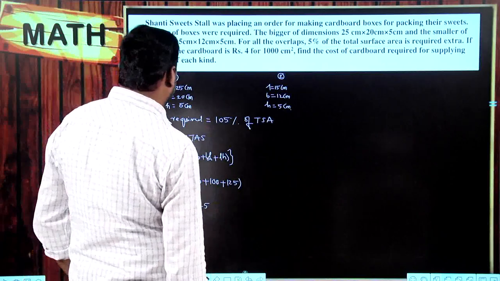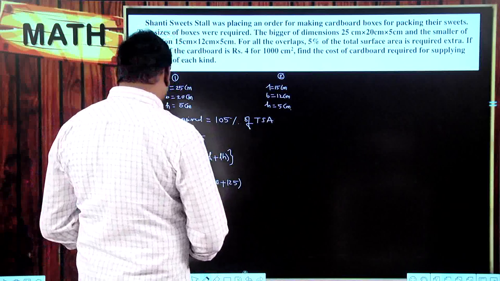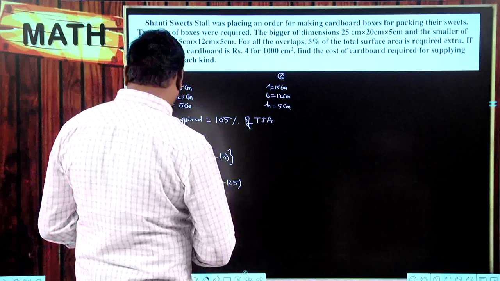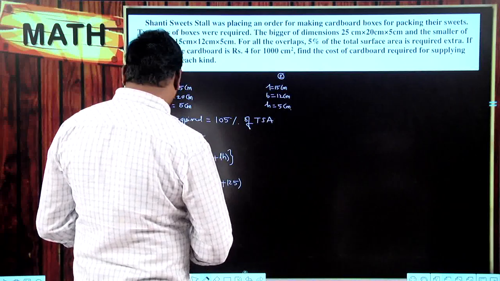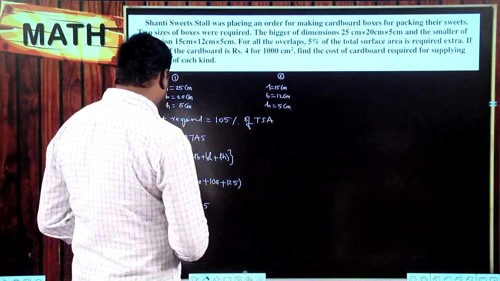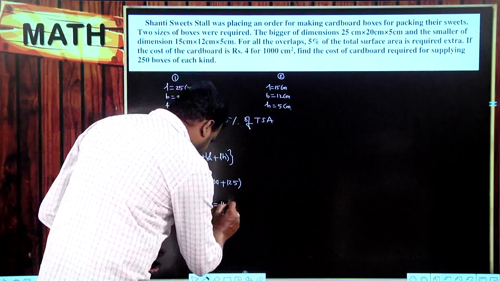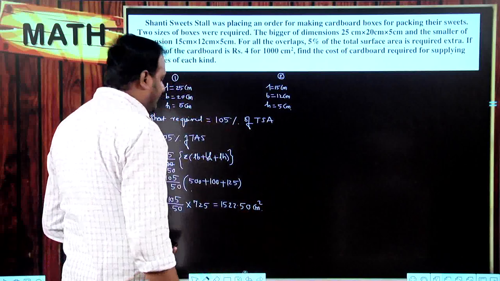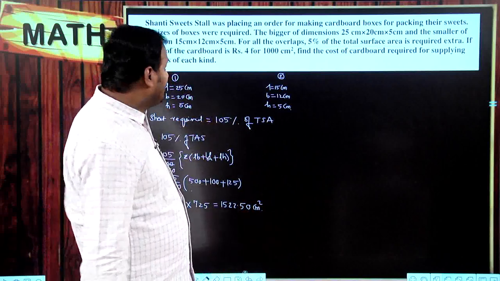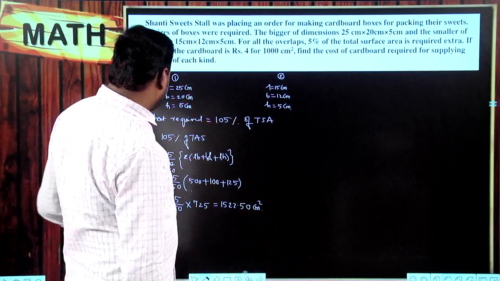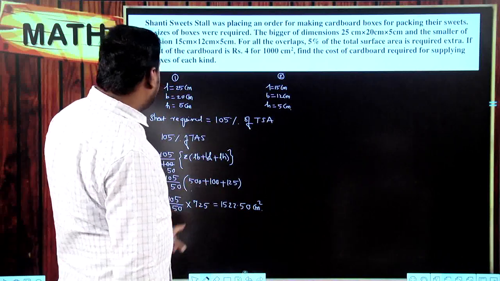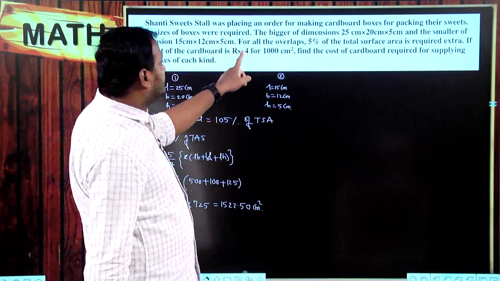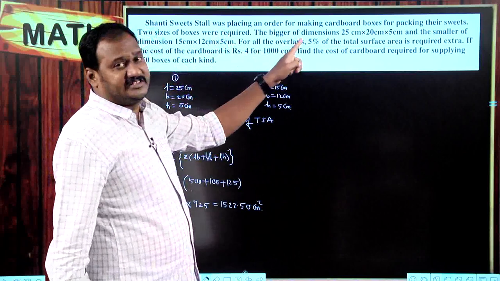Of course, we can cancel, but I am using a calculator to find the solution. That is 105 multiplied by 725 divided by 50, which is equal to 1522.50 centimeter square required for making one box. But how many boxes are there? I will leave it like this. I need totally 250 boxes, and the cost is 4 rupees per 1000 centimeter square.